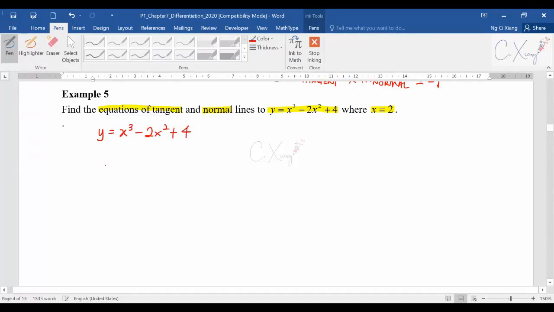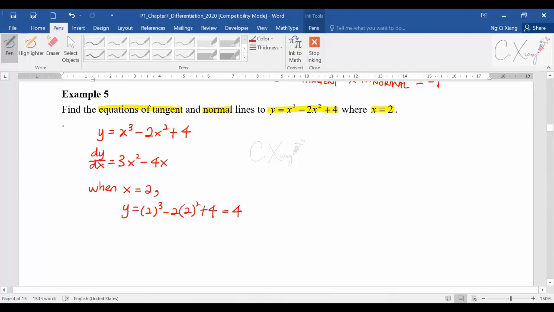Alright, so I'm having this curve, therefore I need to do the differentiation. That means I need to find dy/dx, which is 3x squared minus 4x. And then when x equals 2, you need to find the y also. So how to find the y? Substitute the 2 into the original equation. So you have 2 power 3 minus 2 times 2 squared plus 4, and therefore you get the value of y equals 4.